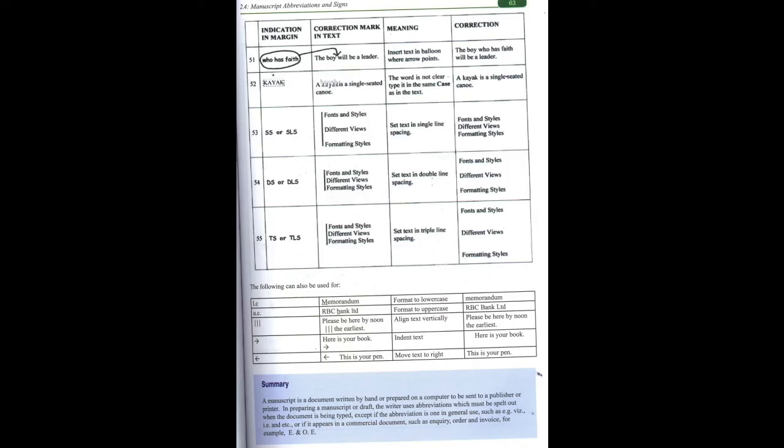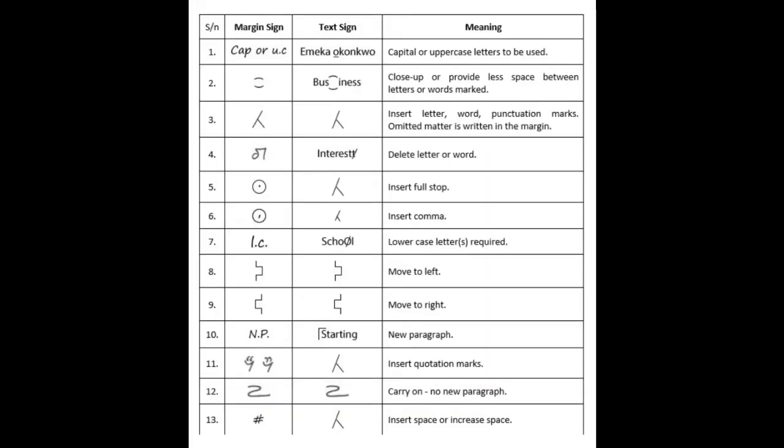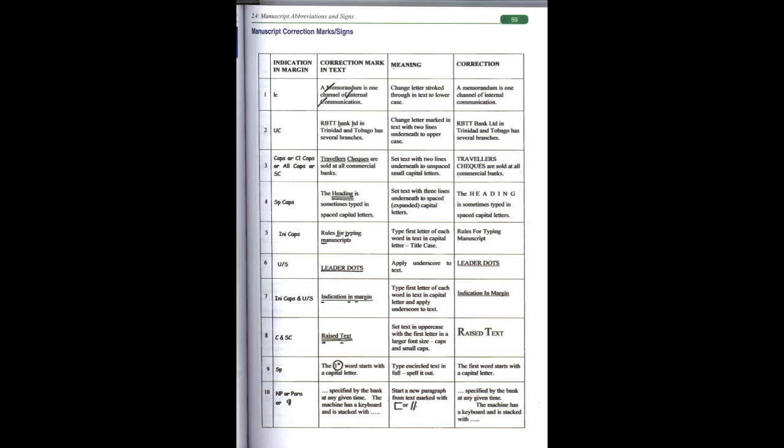these are manuscripts that we are going to see. There will be signs, examples and their meanings. There will be instruction, mark in the text, mark in the margin and the effect. We are going to have a look also at the indication in margin, correction mark in text, meaning correction.